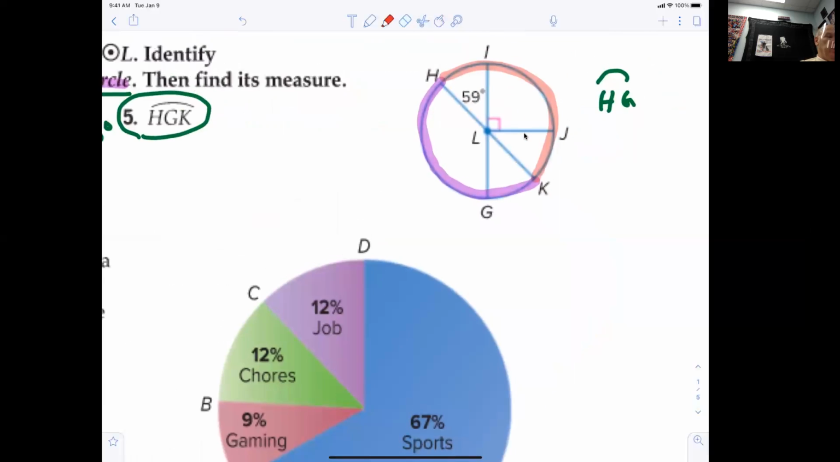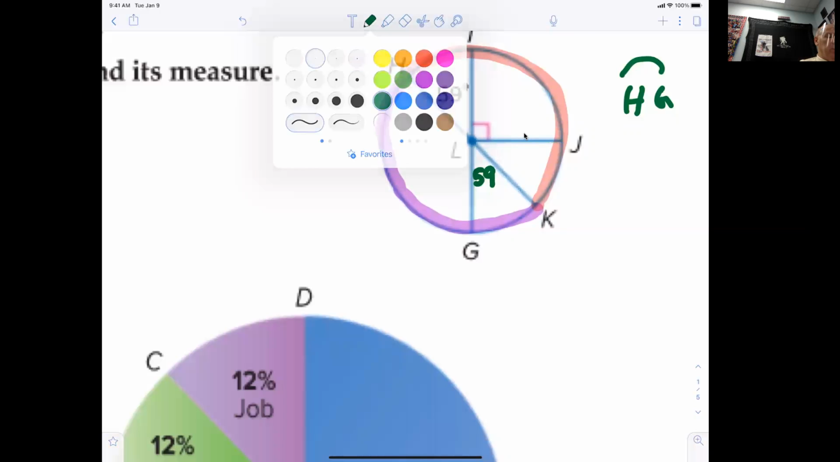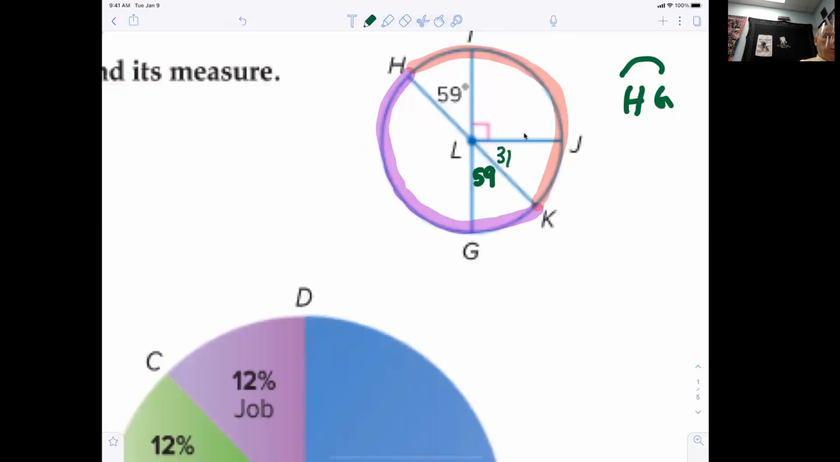All right. So if this is 59 degrees, then this guy right here is also what? 59 degrees. And then somebody tell me what JLK is. And if the answer is there, tell me why it is. 39. Why is it 31? It's 90 minus 59. Yeah, 90 minus 59 is correct. Is everybody okay with this?